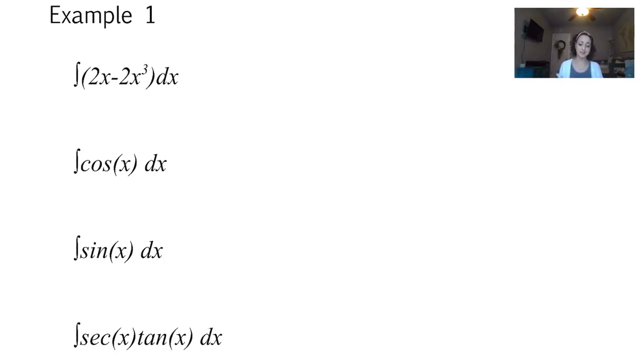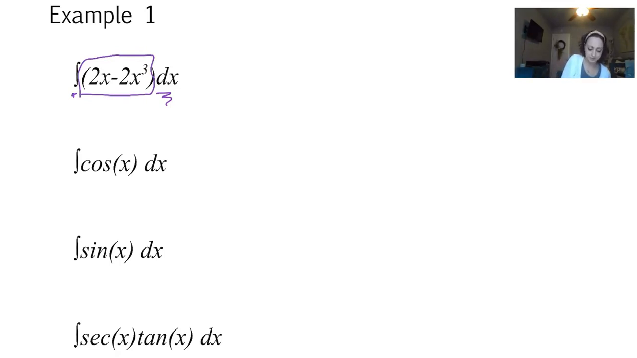So I've got the integral of 2x minus 2x cubed dx. Remember that this integral symbol with the dx is what we call an indefinite integral. It means find all antiderivatives of the stuff in between, okay? And then once you've completed that command, you need to drop the integral and the dx, okay?